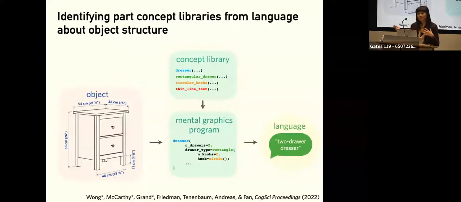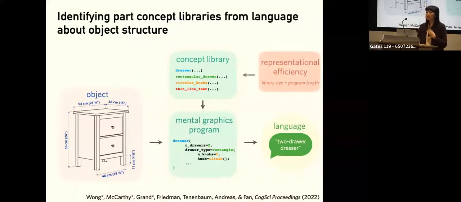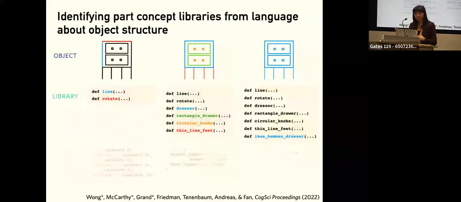So we formalized this variation in abstraction in terms of a concept library that contains the elements that are mentally accessible to a person, and then hypothesized that this concept library would be constrained to be representationally efficient. To show you what I mean, let's consider a simplified 2D rendering of this nightstand. Here are 3 different part libraries that could be used to represent it.